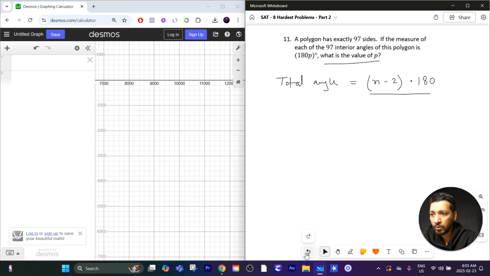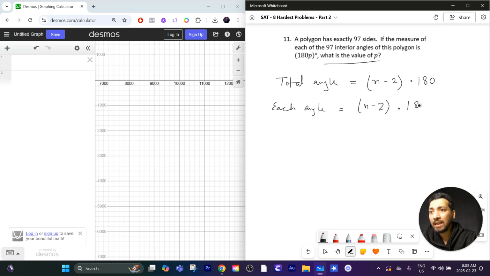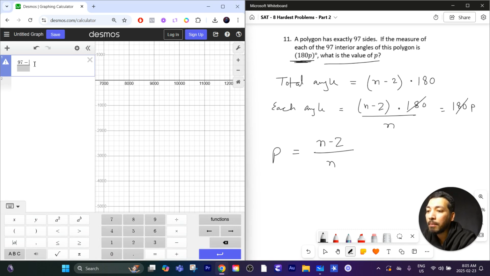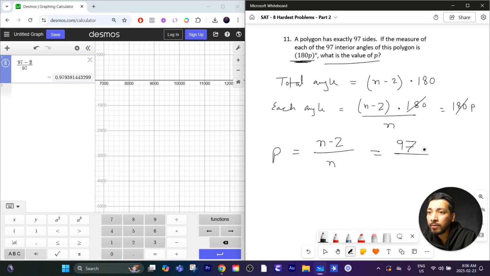So this is for the total angle. If I want to find each angle, it would be n minus 2 times 180 divided by n, and that should equal 180p, because it says that would be equal to 180p over here. On both sides, 180 cancels out. We are getting p is equal to n minus 2 divided by n, and we know that n is 97. So 97 minus 2 divided by 97. In fraction, it's 95 over 97, because 97 minus 2 is 95. Perfect. So this is the value of P.